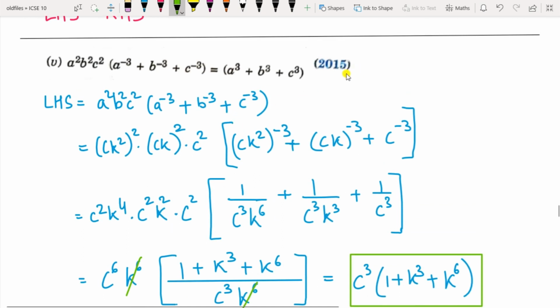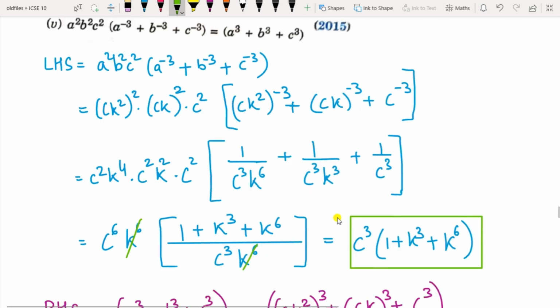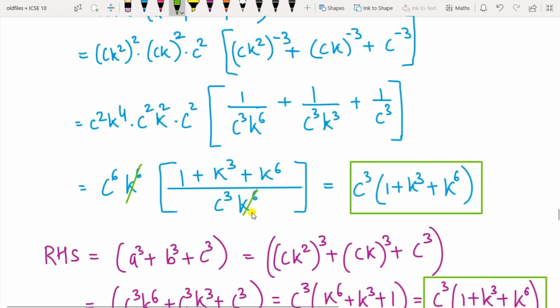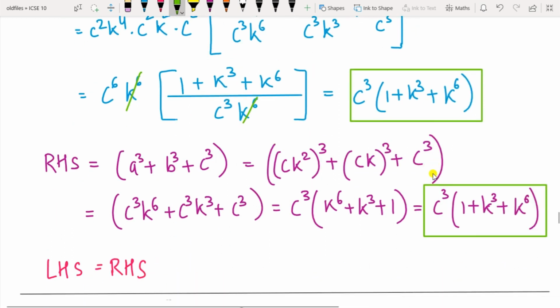So this question was asked in 2015. Substitute the values of A as CK square and B as CK in each of the terms here. This is the negative power here, so you have to take its inverse, so it will become positive. Take the LCM, and from here K6 will get cancelled and subtract 3 minus 3 here, so it will be C3, 1 plus K3 plus K6, that is the LHS. And the same thing you can solve for RHS also. So LHS equal to RHS, hence proved.